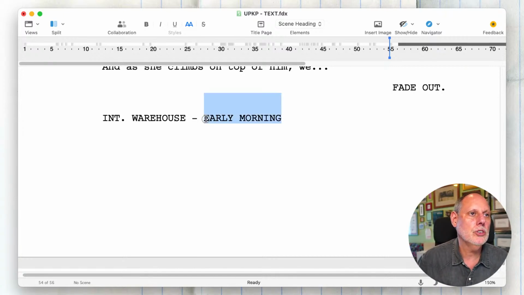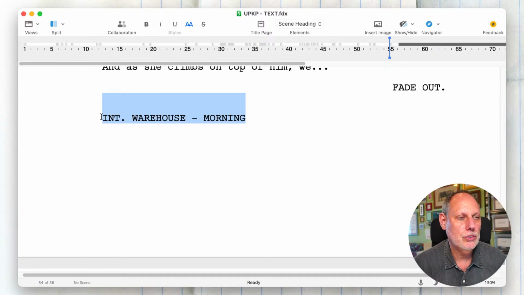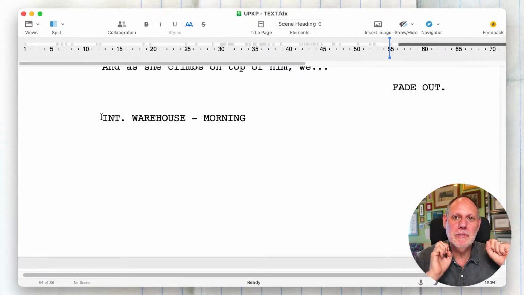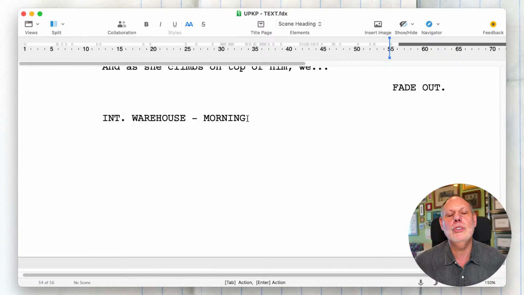It's not early morning. It's just morning. You don't want to get too snazzy with these slug lines because it doesn't matter. You don't want to get them ornate. You want to keep them very, very spare and simple. That's the thing about slug lines. Slug lines are about time, place. That's all you really want to get into a slug line. You don't want to put everything else into the text. Okay.